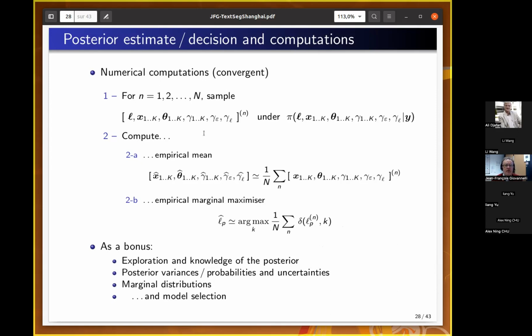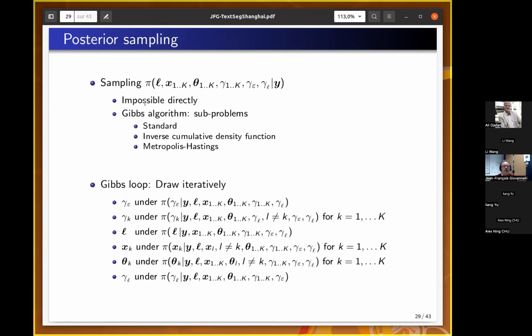And then we are interested in the idea of producing samples. Of course, direct sampling is not possible because we have a very intricate probability distribution. That's why we resort to Gibbs sampling. The Gibbs sampler allows us, starting from a global problem, to split it into sub problems that are simpler.